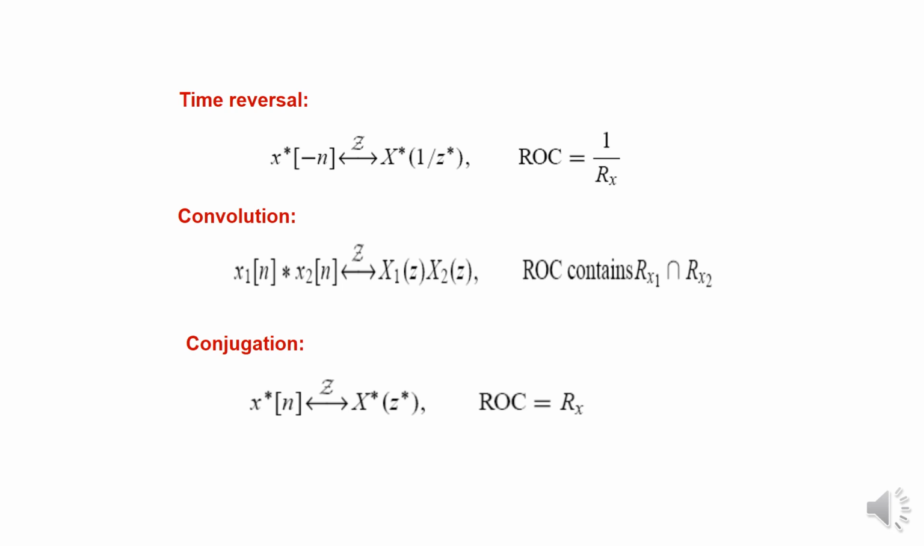That means the region of convergence contains the intersection of Rx1, the region of convergence of x1, and Rx2, the region of convergence of x2. Then we have conjugation. So x star n, that will be conjugation of X with z conjugate. Right? So we'll see these properties in examples.